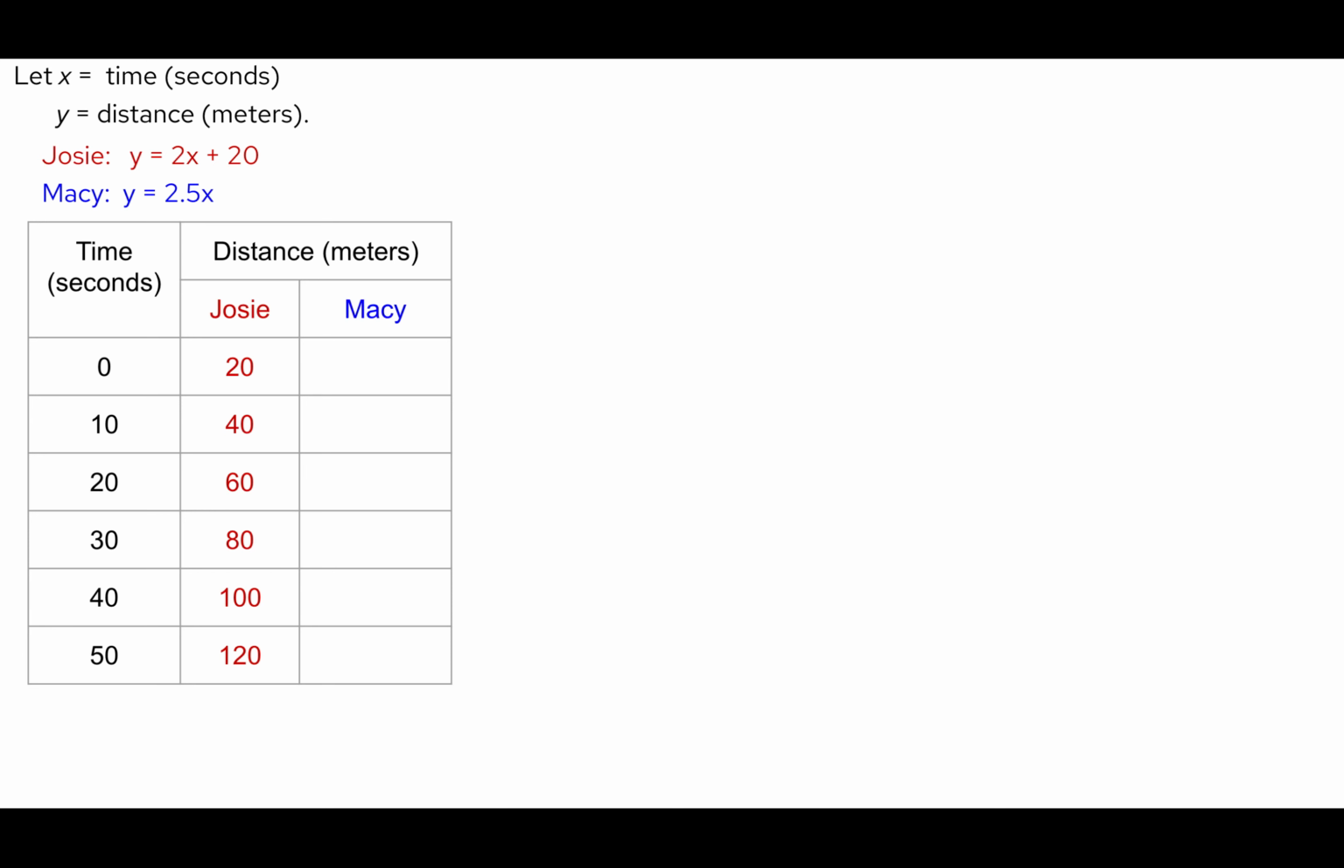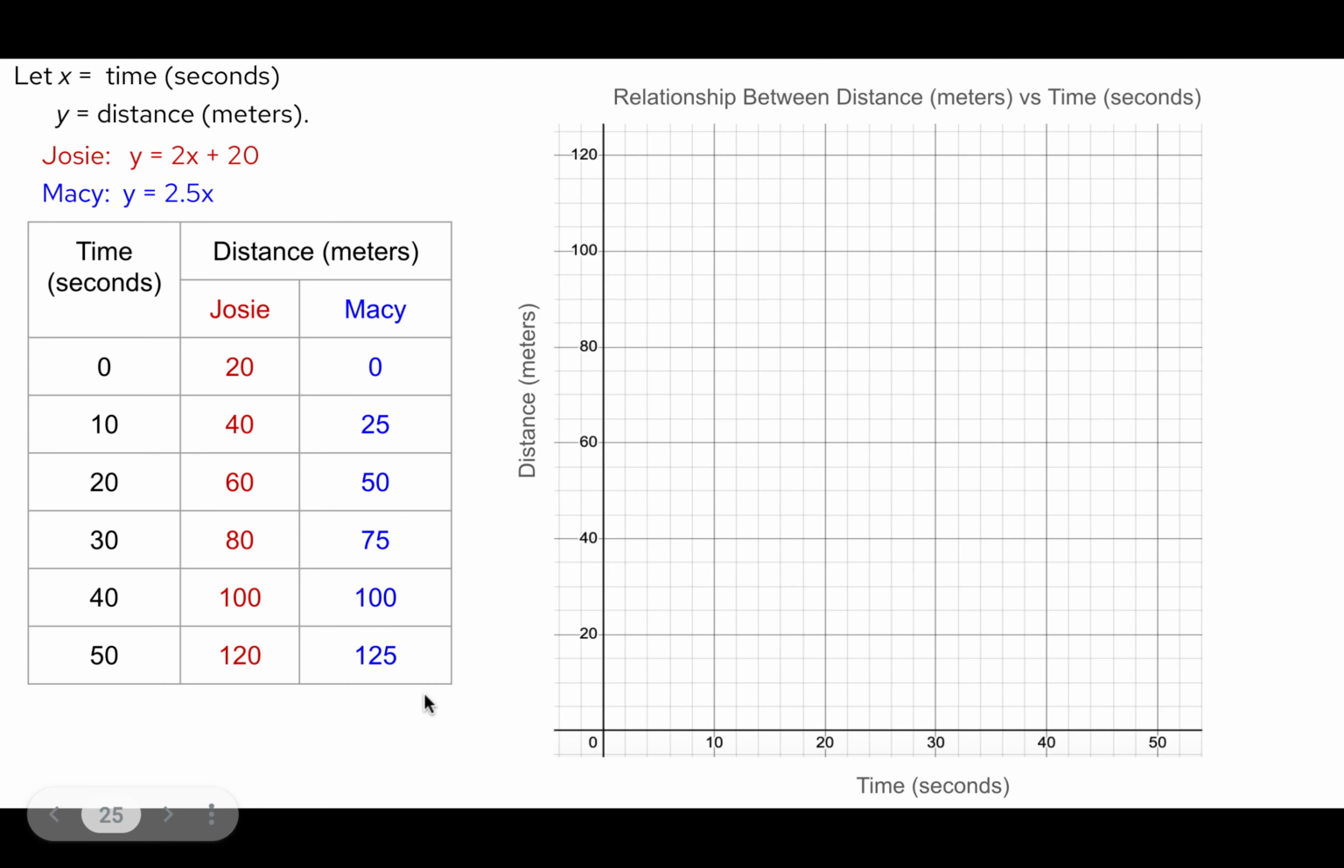For Macy, I'm doing the same, but using the equation y equals 2.5 times x. And 2.5 times 0 is 0. And again, times 10 is 25, times 20 is 50, etc. And you can see that Macy's increases by 25 each time.